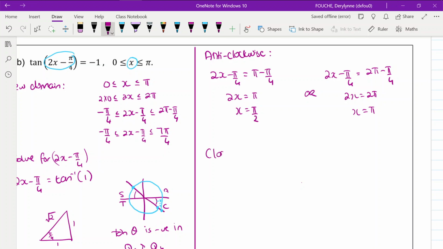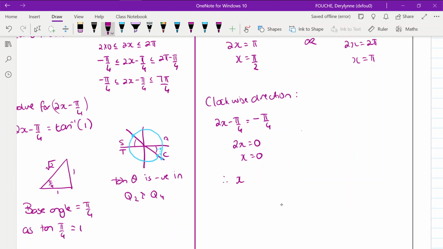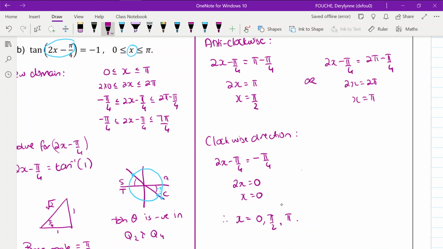Now if we look in our clockwise direction, I now need to worry about the negative, okay, because it's my negative one in that direction. So 2x minus pi on 4 is negative pi on 4. 2x is equal to 0, so x is equal to 0. So therefore, x is 0, pi on 2, and pi. Let's double check that that fits in with our original domain. Yes, it does. 0, pi on 2, and pi.